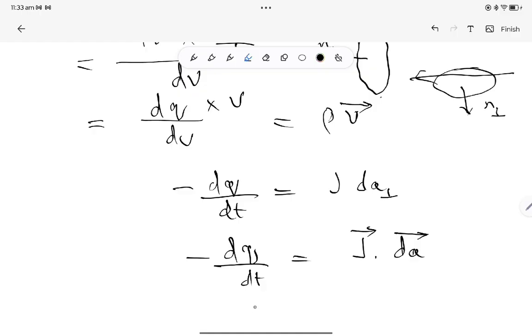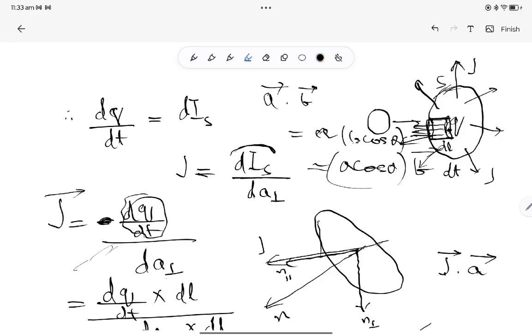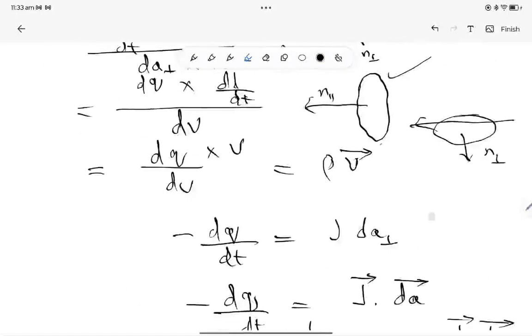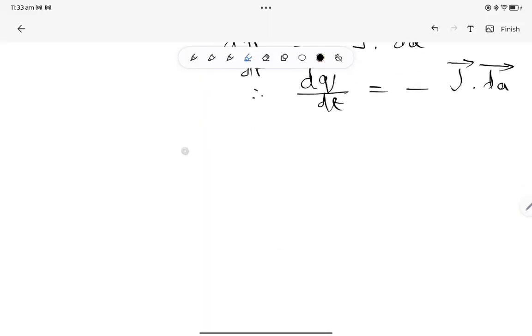Therefore we can write dq by dt is equal to minus j dot dA. That is the law of conservation of charge locally. We say local conservation of charge, where we are not speaking of the whole universe at one time. We are speaking about one small part of the universe at a time. Global and local viewpoints are very important in physics.